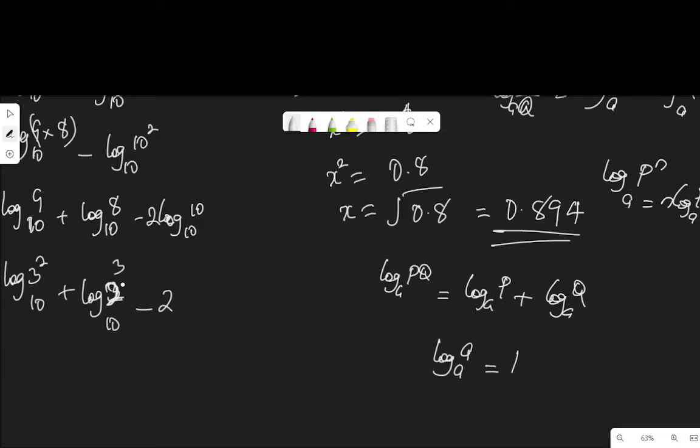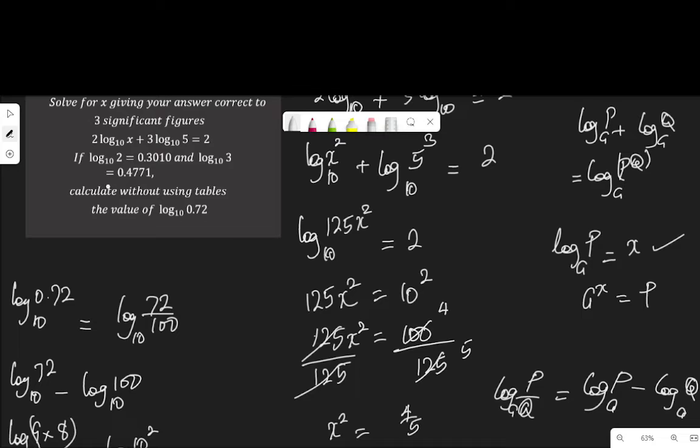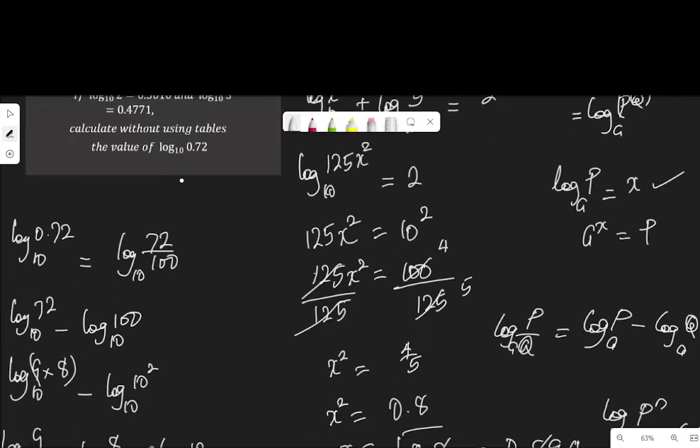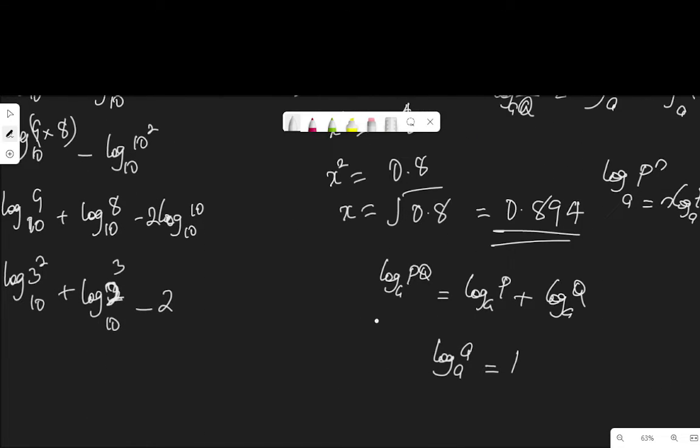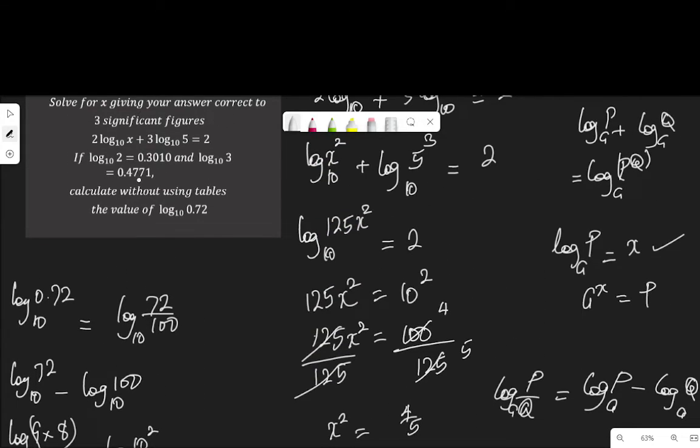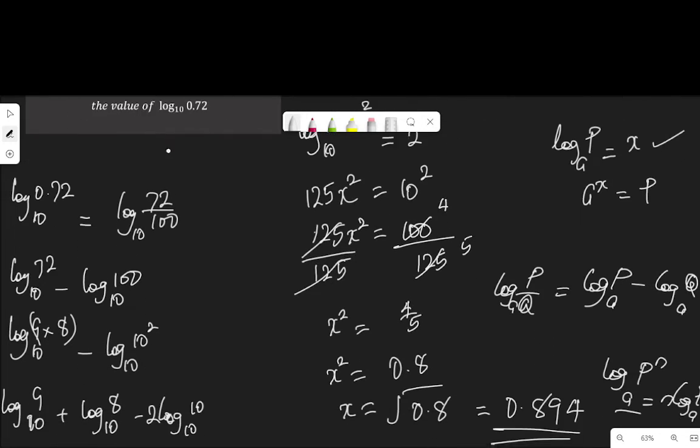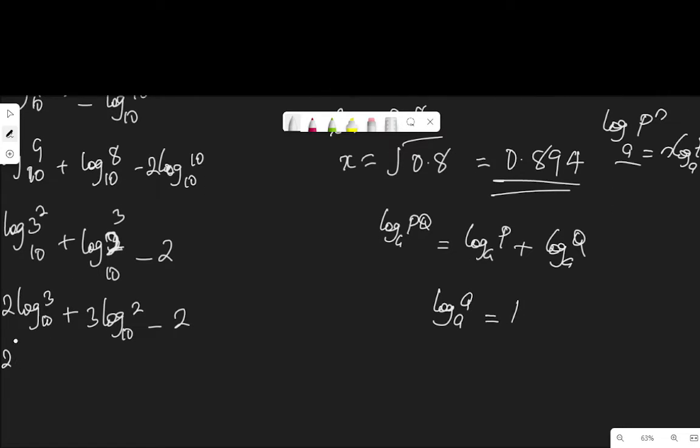So with that, remember we are trying to get these two logarithms here, log 2 to base 10 and log 3 to base 10. That is the goal. So now applying this law, to this and this, I'll have 2 log 3 to base 10 plus 3 log 2 to base 10, then minus 2. And log 3 to base 10, according to what is given to us, is 0.4771. Log 2 to base 10 is 0.3010. So let's put in the values. I have 2 multiplied by 0.4771 plus 3 multiplied by 0.3010 minus 2.